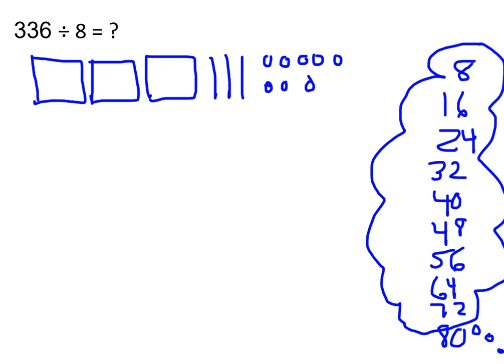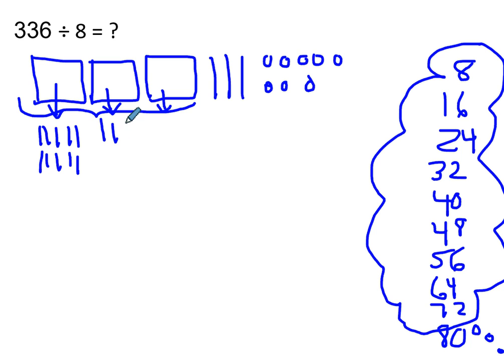So again, let's start with the hundreds. So we have 300 here. Can we divide that into 8 equal groups? No, because we only have 3. So what can we do? We can switch them to have more tens. So here, it's going to give us 10 tens.